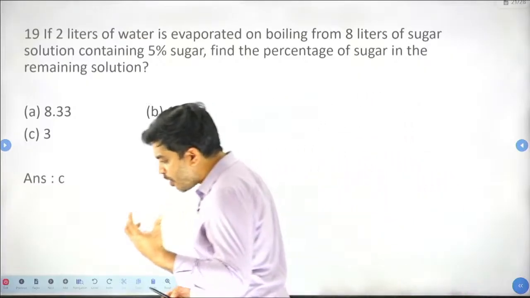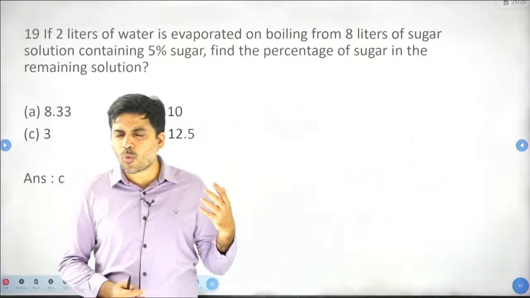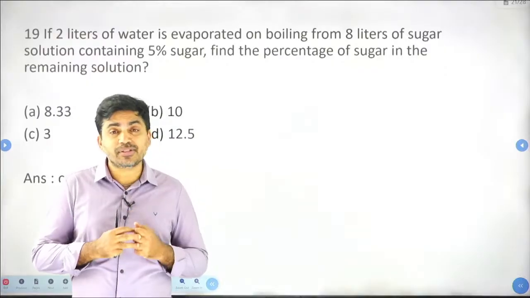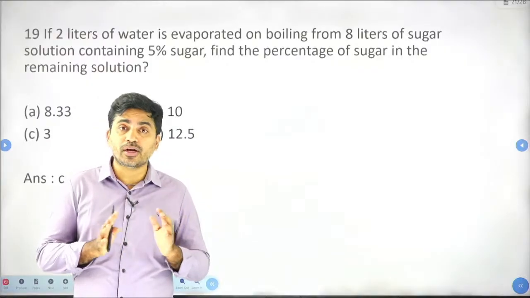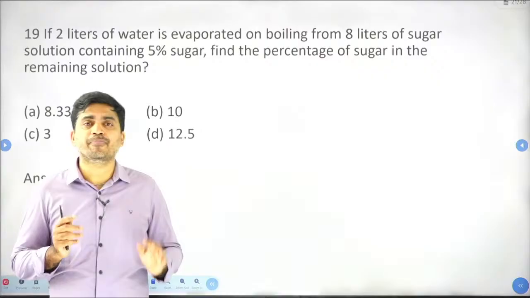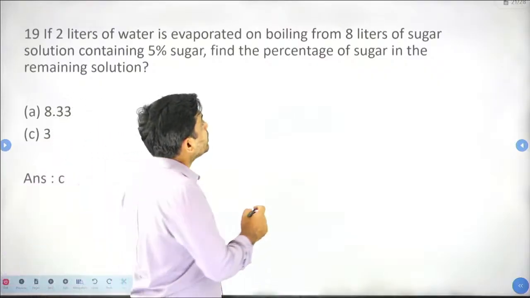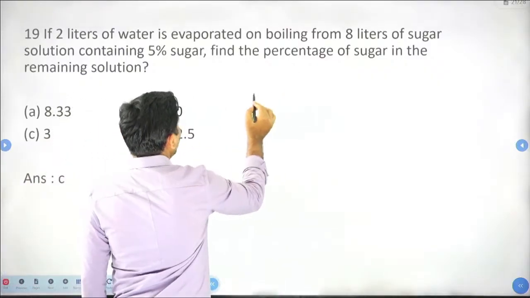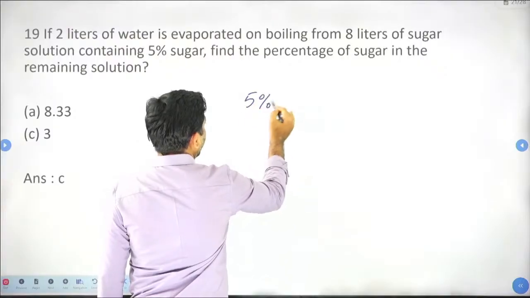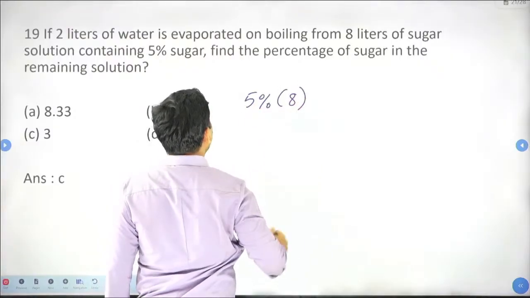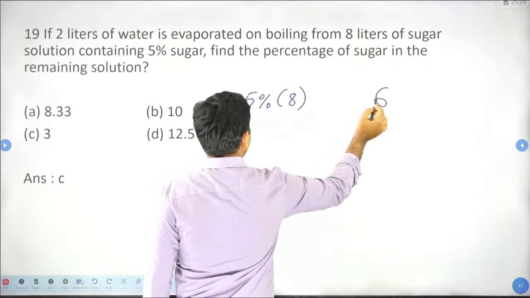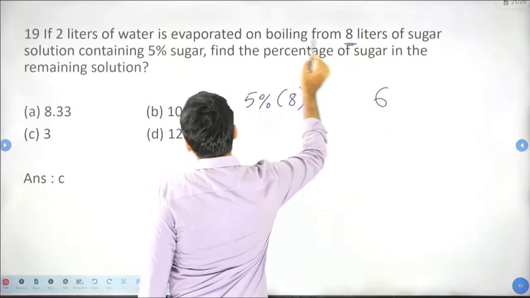See, water is evaporated means what is the quantity of sugar? Sugar will be same. Sugar won't evaporate. It means, simply, very simple step is 5% of 8 will give sugar quantity. Same quantity will be there in 6 liters also. Have you got 6? 8 minus 2.